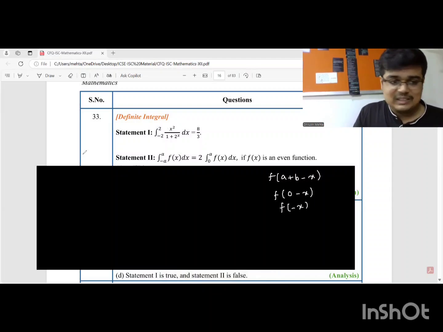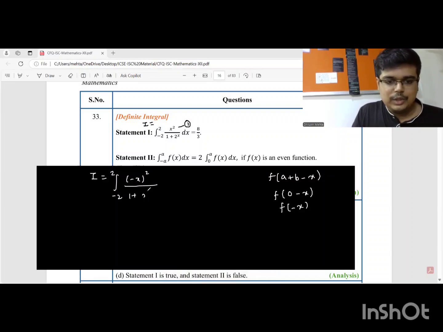So students, I'll mark this as equation 1. This is my equation 1. I'll call it as I. And when you do sum of limits minus x, it's going to be minus x the whole square upon 1 plus 2 raised to minus x. So now, students, you solve this.